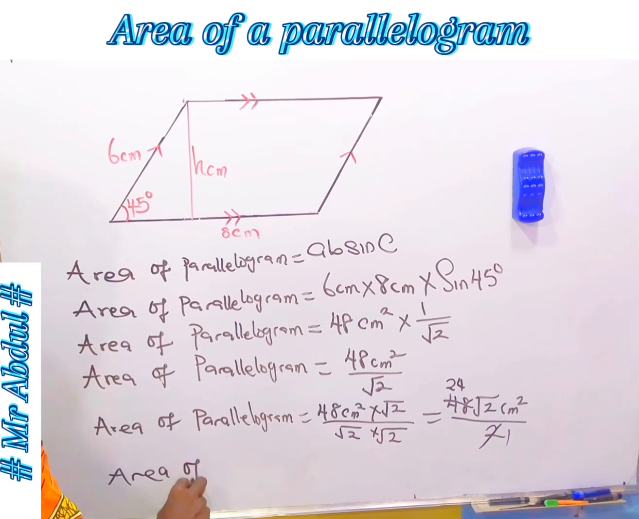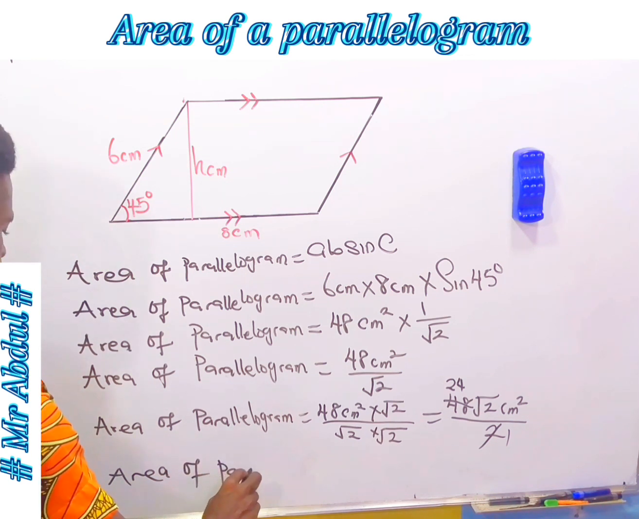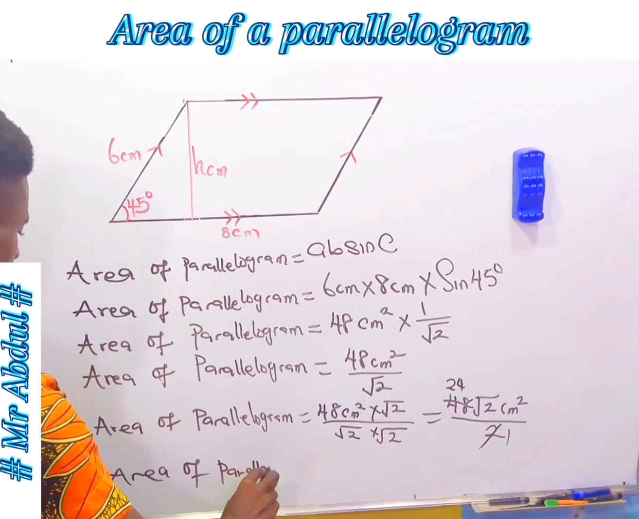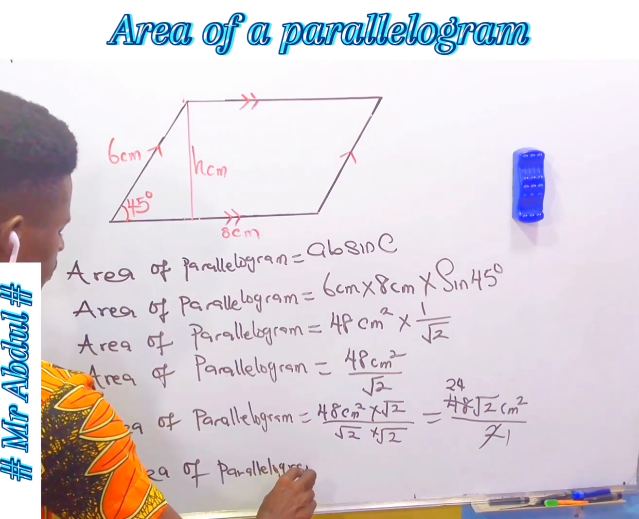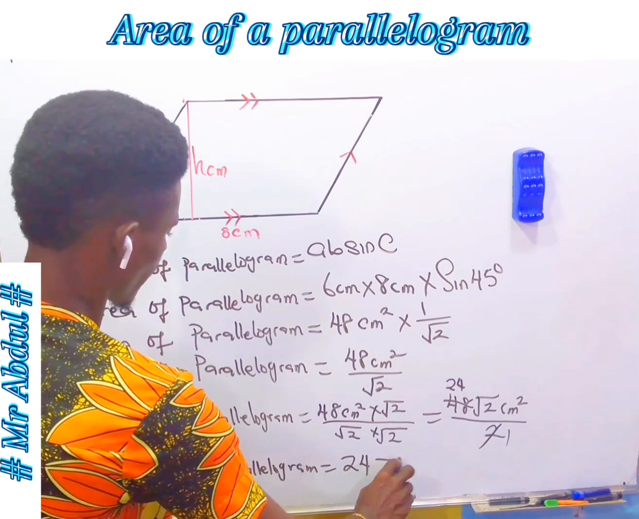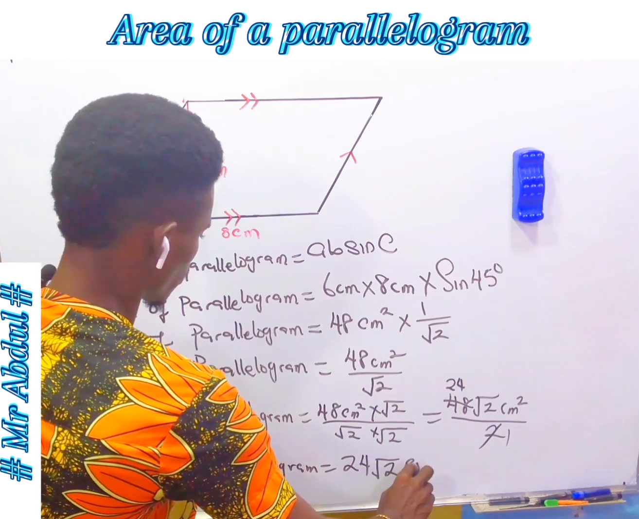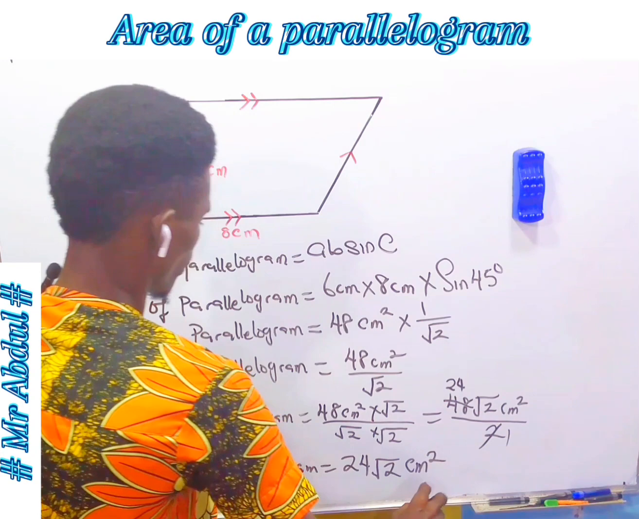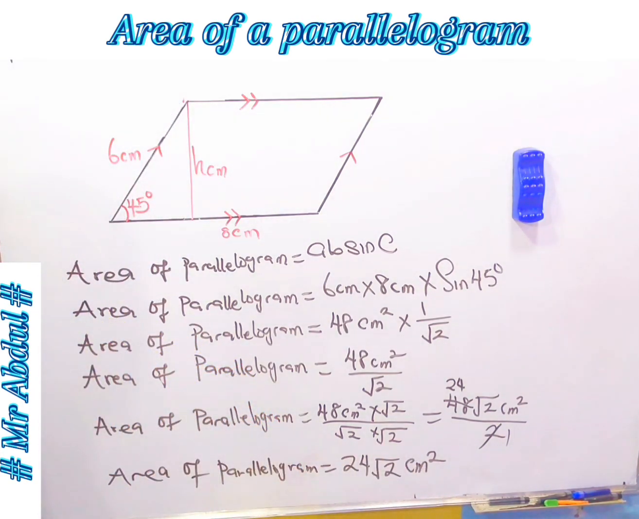The area of the parallelogram is equal to 24 root 2 centimeters square, which is option C. The option C, which states 24 root 2 centimeter square.